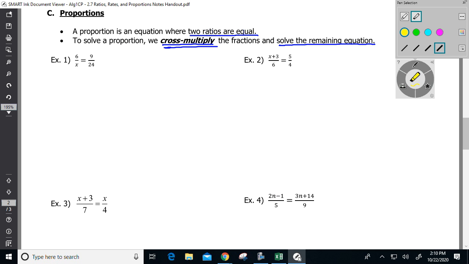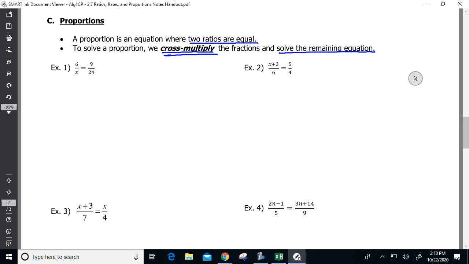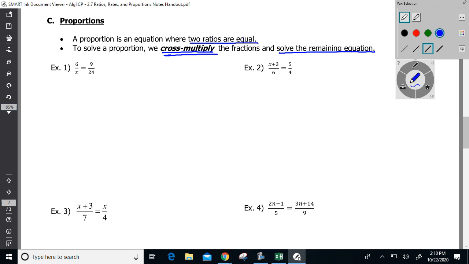So, example 1. You have 6 over x equals 9 over 24. If anyone needs me to make it bigger, please say so now. I'll do that. Alright, looks like everyone's good then, so let's do example 1. 6 over x equals 9 over 24. The first thing we need to do is cross multiply.